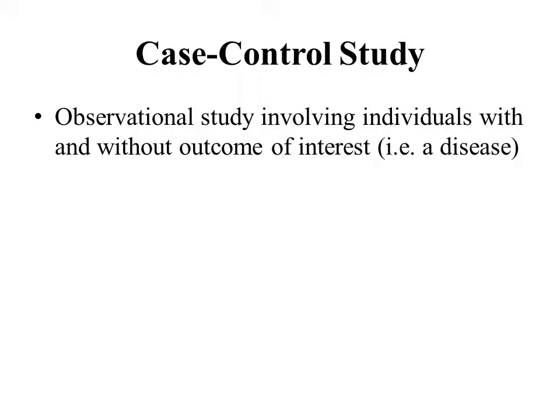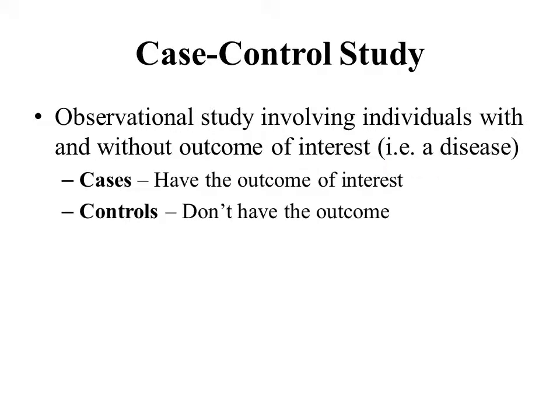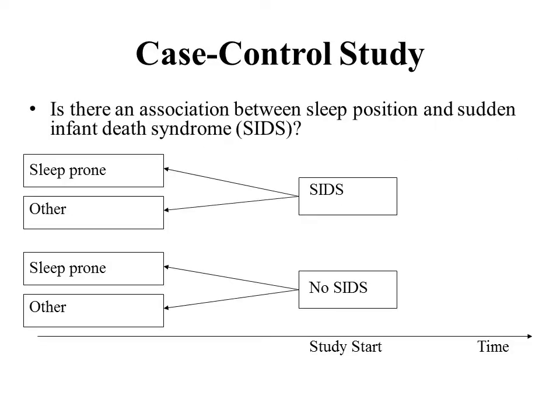Okay. In a case control study, we have individuals with and without an outcome of interest. An outcome of interest may be, for instance, a disease. And so we've got two different types of people in a case control study. We've got the cases, and those are the people that have the outcome of interest. And then the controls are the people that don't have the outcome.